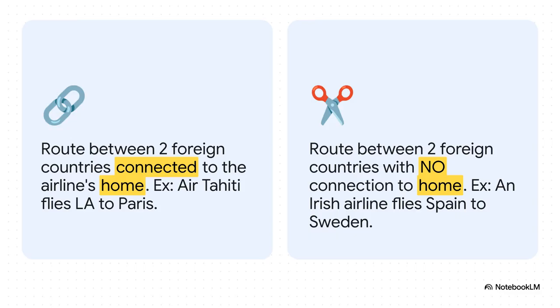Remember, a fifth freedom flight has to be connected to the airline's home country, but the seventh freedom, it cuts that cord entirely. It's the right for an airline to operate flights between two foreign countries with zero connection to its home base. So picture an Irish airline flying a route just between Madrid and Stockholm. That's it. It's incredibly rare.